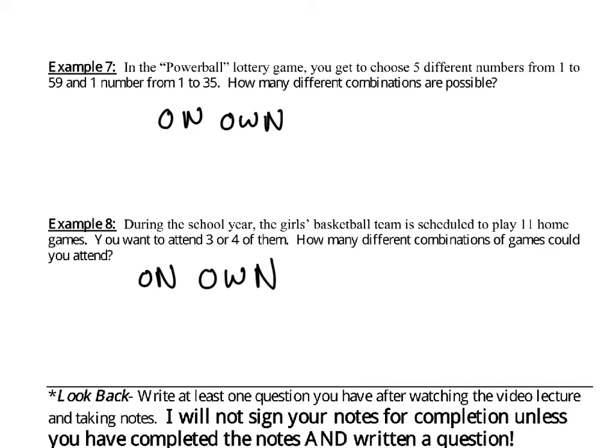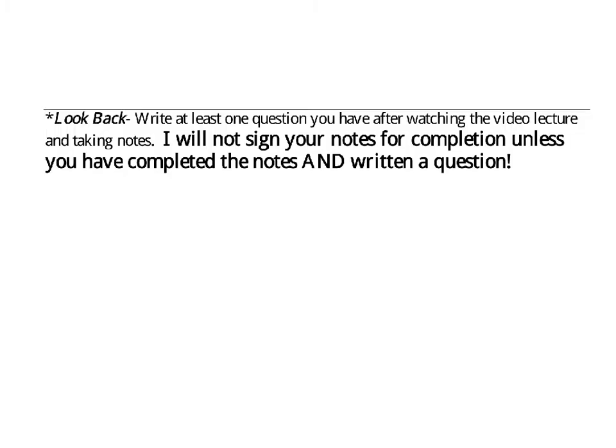So I'd like you to try examples 7 and 8 on your own, but in example 7 I want to make a few changes since the Powerball lottery game and its rules have since changed. So let's make this 1 to 69, and you get to choose one number from 1 to 26. So these reflect the current Powerball rules, so we'll get a more real-world answer for number 7.